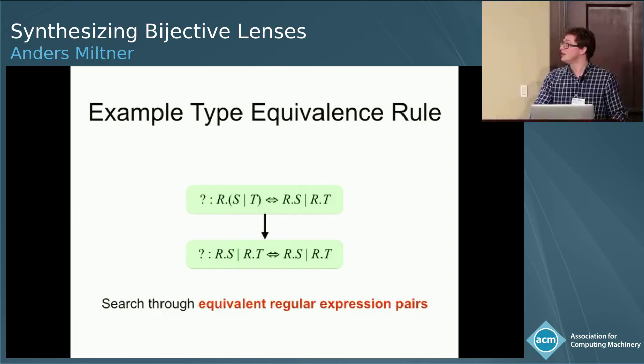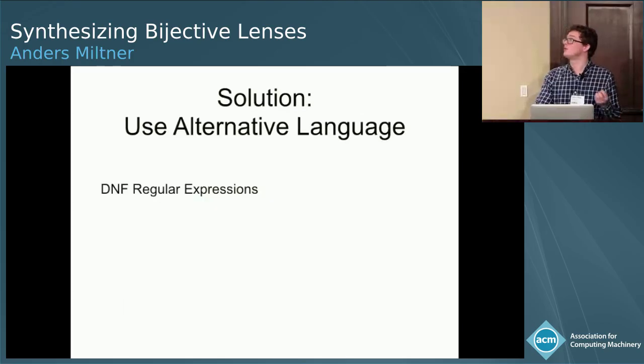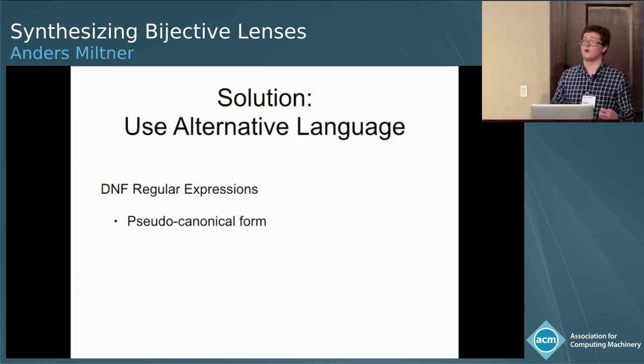But unfortunately, the number of equivalent regular expression pairs is huge. It's a very broad space, and it's very difficult to find all these equivalent regular expressions. So our solution to this issue is that we use an alternative language of DNF regular expressions. These are a pseudo-canonical form. So what it does is multiple regular expressions that were previously syntactically distinct now have the same syntax when in DNF form. But not all of the semantically equivalent regular expressions have the same DNF form.